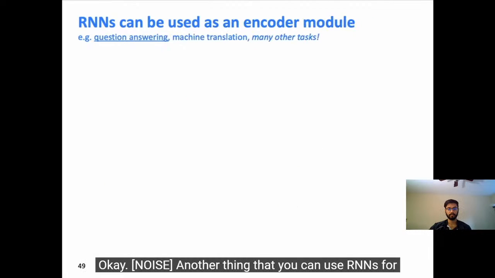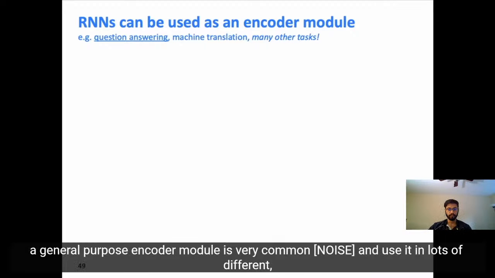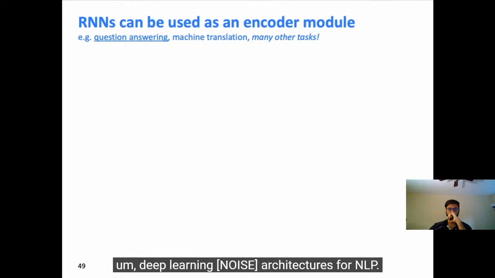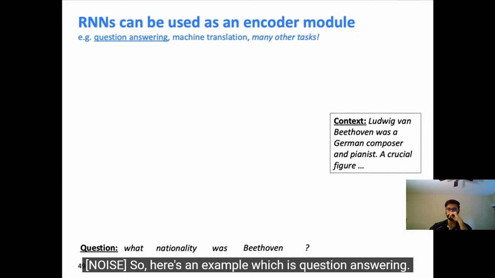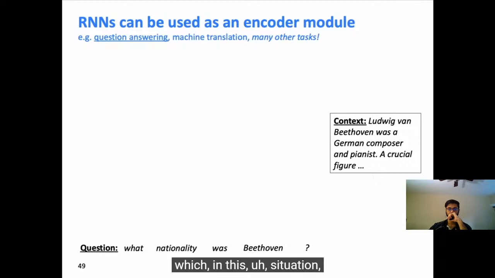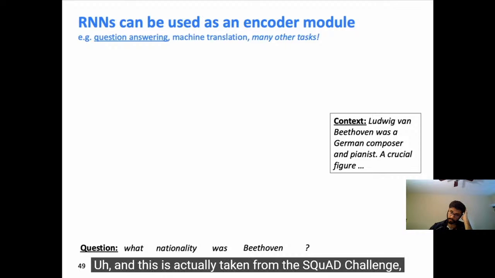Okay, another thing that you can use RNNs for is as a general purpose encoder module. Here's an example that's question answering, but really this idea of RNNs as a general purpose encoder module is very common, and you use it in a lot of different deep learning architectures for NLP. Suppose the task is you've got some kind of context, which in this situation is the Wikipedia article on Beethoven, and then you have a question which is asking what nationality was Beethoven. This is actually taken from the SQuAD challenge, which is the subject of the default final project. So if you choose to do the default final project, you're going to be building systems that solve this problem.